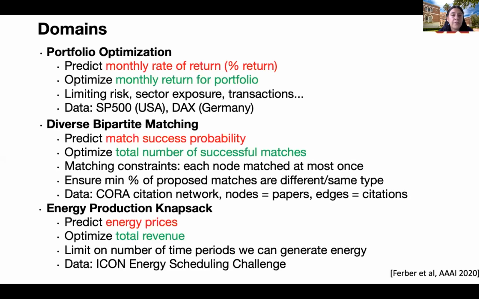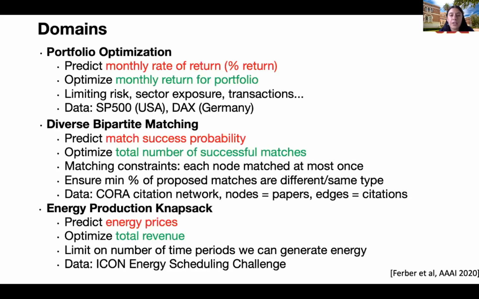The second problem is diverse bipartite matching, where we want to predict the match success probability on an edge. And then we want to optimize the total number of real successful matches with respect to the ground truth. And again, we have matching constraints, like each node has to be matched at most once, but in addition, we added constraints like ensuring a minimum percentage of proposed matches to be of a different or same type, etc. So these are some realistic side constraints that come up in real-world applications that make the bipartite matching not solvable by pure LP anymore. For this, we use the Cora dataset of scientific papers and their citations, where the nodes are papers and the edges are citations between them.